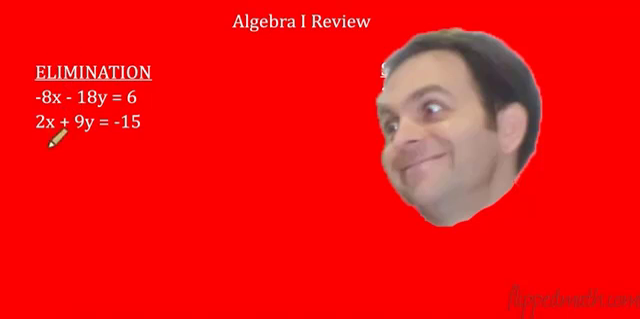First of all, you need to make sure that your numbers with the correct variables are aligned. So I need all my x's. I need all my y's. I need the equal signs to be aligned. And then the numbers, the constants, those are just by themselves.